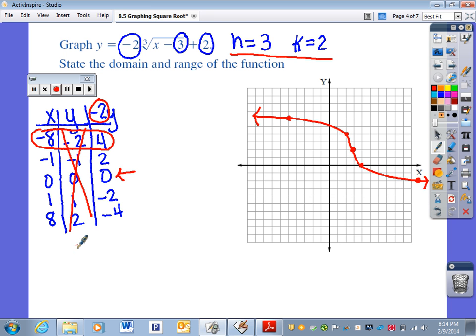And the domain for this cubic function, again, because it's a cubic function, will be all real numbers, as well as the range being all real numbers.